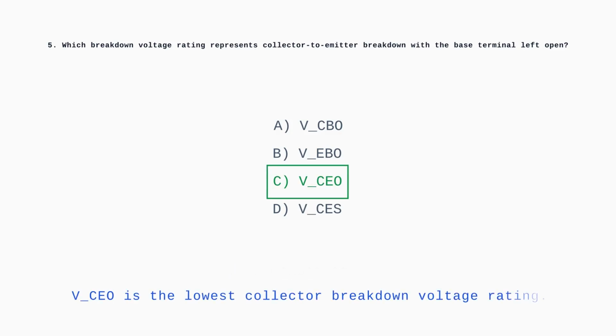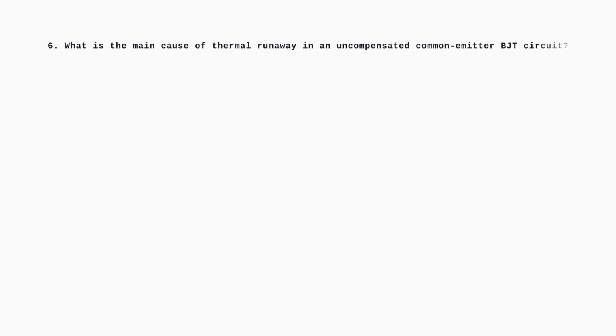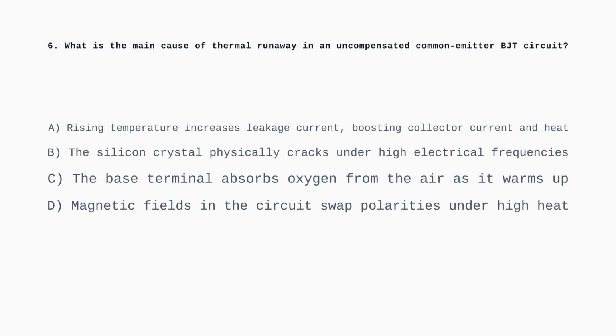Question 5. Which breakdown voltage rating represents collector-to-emitter breakdown with the base terminal left open? VCEO is the collector-to-emitter breakdown voltage rating when the base terminal is left completely open, and it is usually the lowest rating.